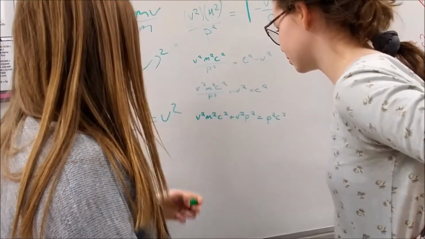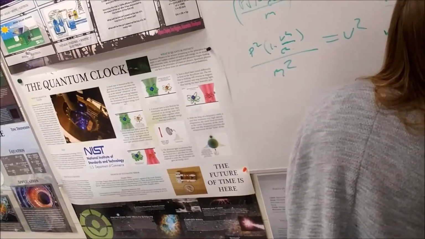Can we just divide out all of the variables? I was thinking we divide out c and p squared, so you cancel those two out. But then we have v squared m squared plus v squared. Write that back. What did we do? Just factor the c squared.